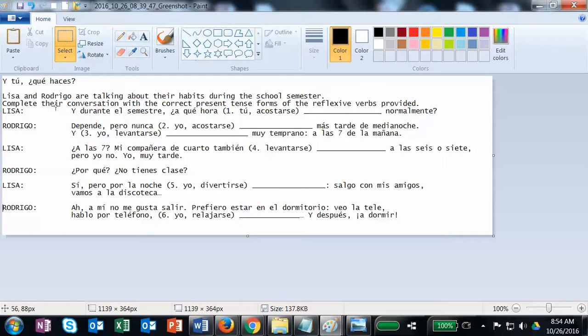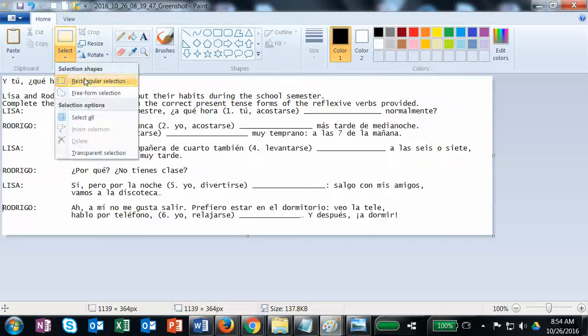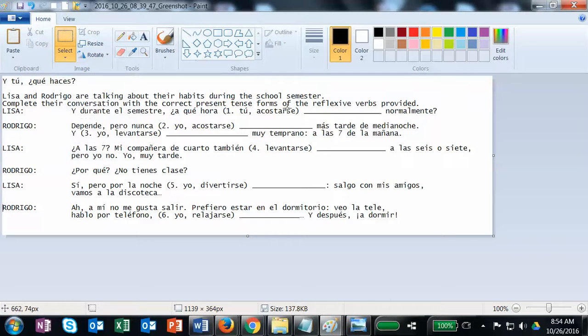So Lisa says, "Y durante el semestre, ¿a qué hora tú acostar normalmente?" So we have the verb acostar and we have the subject tú. What you might want to do is take your little se out of the equation for a moment and just deal with the verb, because you should know how to do your verb. So we're going to put our se over here and think about it in a minute. Okay, so let's deal with acostar.